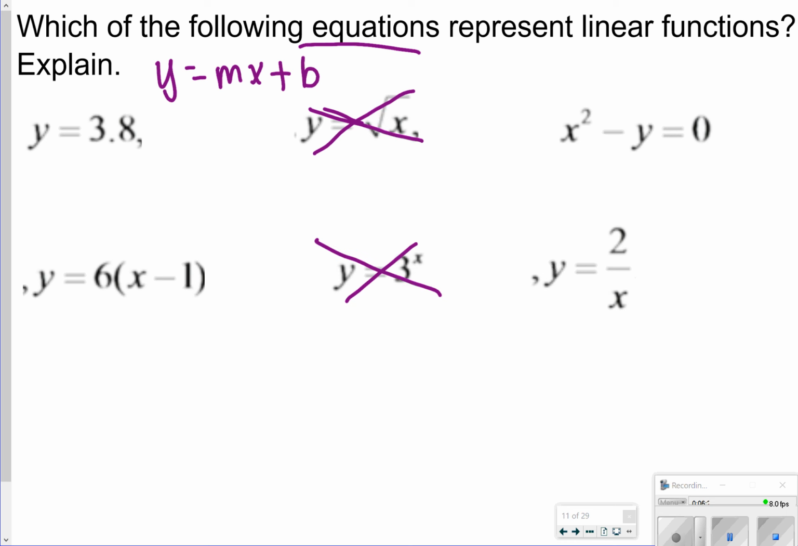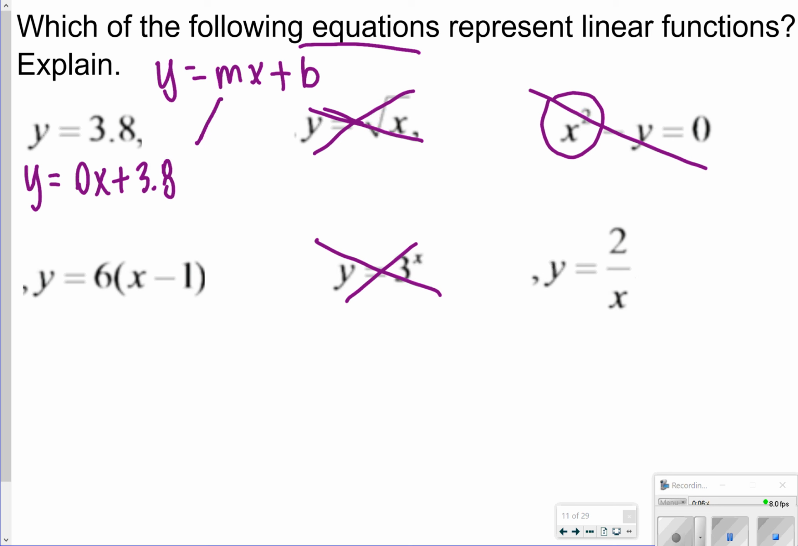Okay? If we look over here, notice that x squared is happening, and x has to be a single exponent, so that one's not going to work either. So we're basically down to 3. For this one up here, y is equal to 3.8. Technically, that one can be written as this: y is equal to 0x plus 3.8.